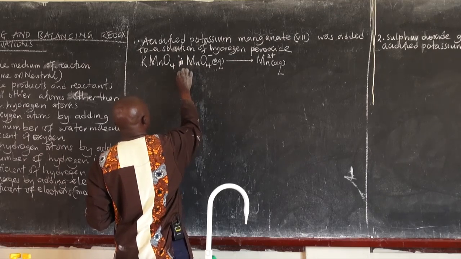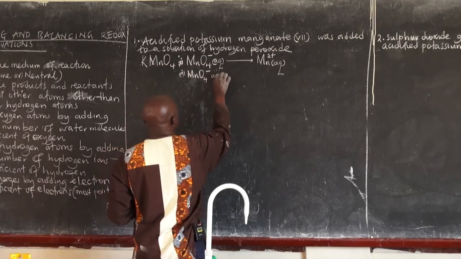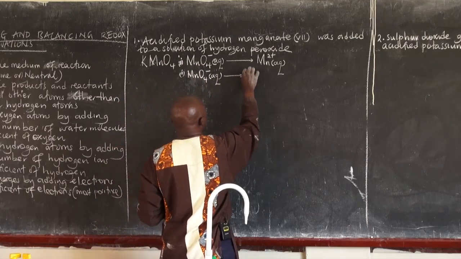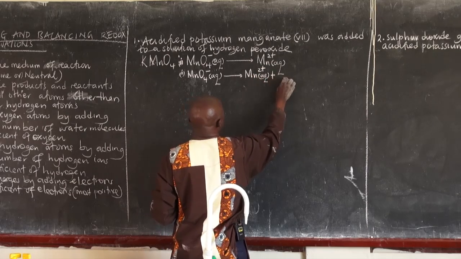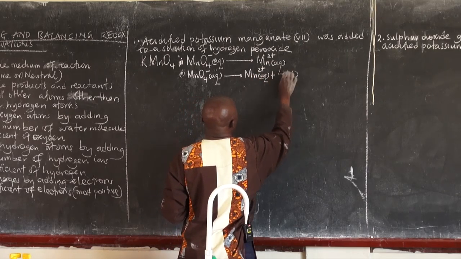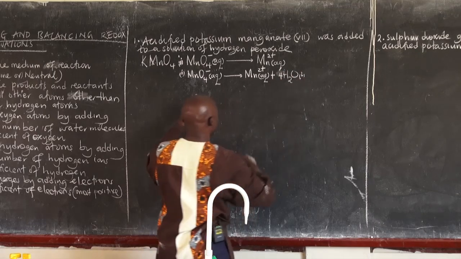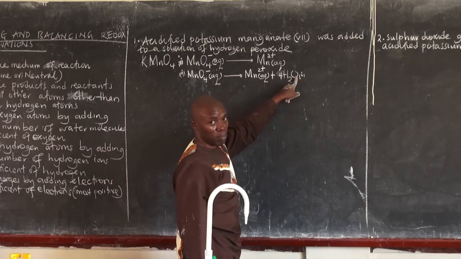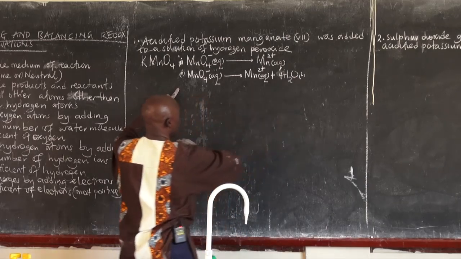So step 2, I'm adding water molecules on the right hand side. So plus 4 water molecules because I lack 4 oxygen atoms, so this creates 4 water molecules to be added there. So by doing so, hydrogens are becoming 8.